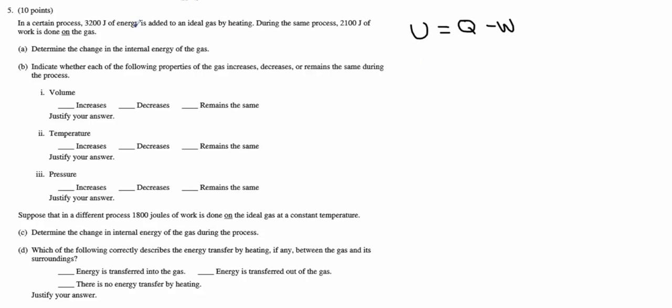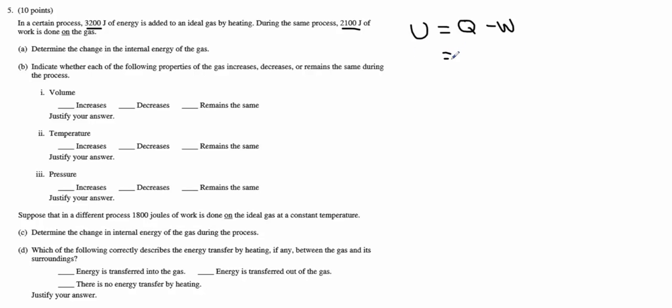If 3,200 joules is added to the gas by heating, its internal energy is going to try to go up. That's for sure. We're heating it. Now, it doesn't always rise. It really depends on if the gas itself is doing work as well. And in this case, it's not. 2,100 joules of work is done on the gas, which implies some outside source is basically compressing the gas into a smaller space. So both the 3,200 joules and the 2,100 joules are driving that internal energy up.